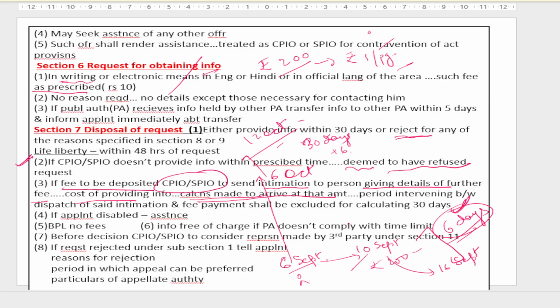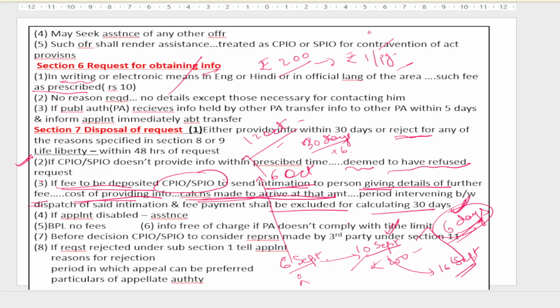Now the same is listed in this section. If the fee is to be deposited, then the PIO is to send an intimation to the person giving details of further fee, the cost of providing the information, the calculations made to arrive at that amount, and the period intervening between the dispatch of the said intimation. That is, on 10th September the intimation was dispatched. The period intervening between the dispatch of the said intimation and the fee payment, that is on 16th September, is 6 days. So this 6-day period shall be excluded for calculating the 30 days.